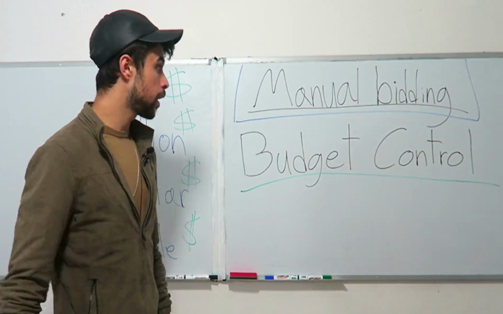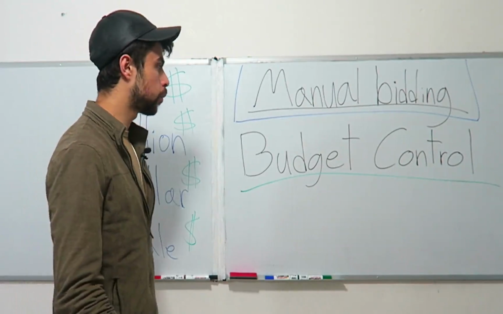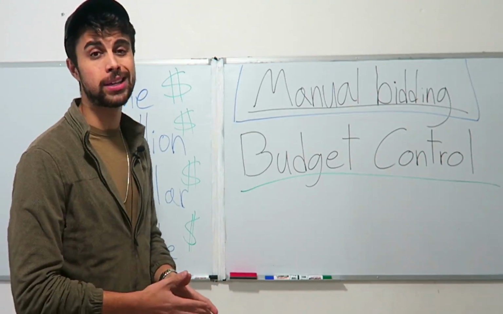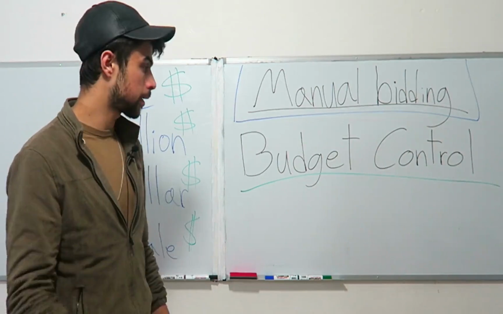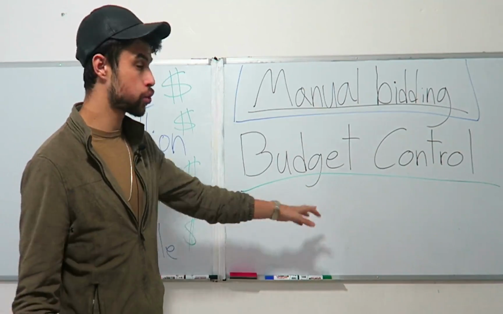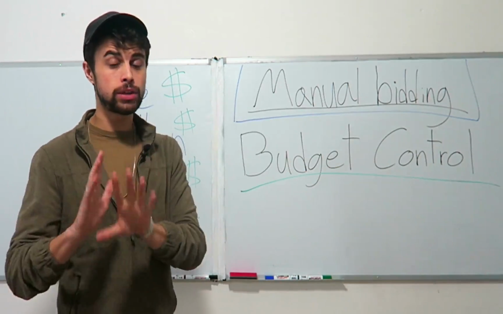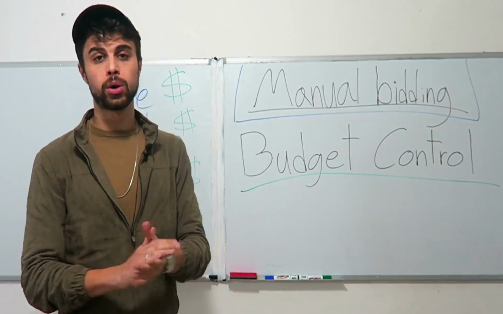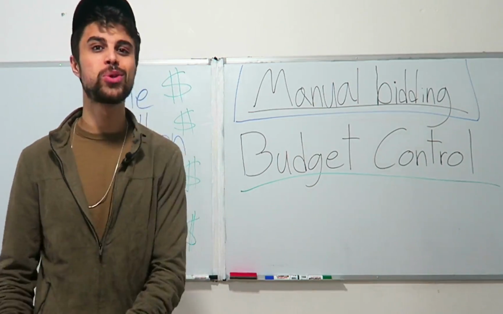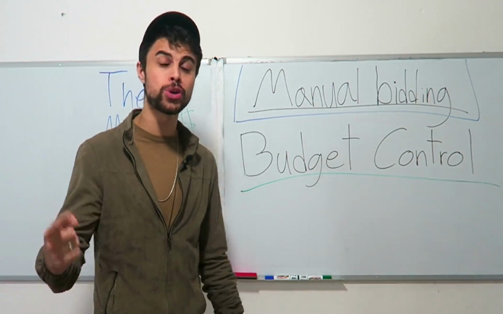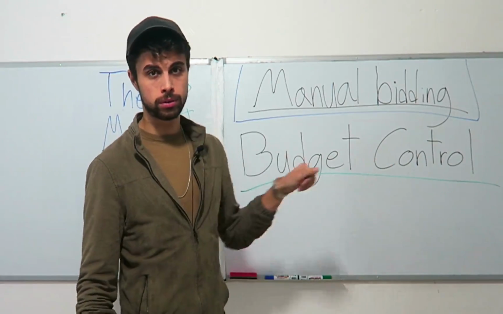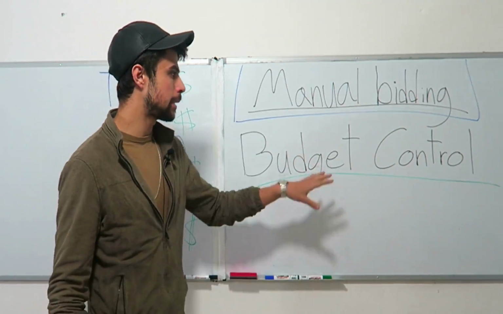And for one reason. The whole purpose of manual bidding, why we do manual bidding, what's the real reason manual bidding is so powerful? One thing: budget control, okay? That's the main reason that manual bidding is so powerful, and that's the reason you're going to use manual bidding. So if I wake you up in the middle of the night and ask you what's manual bidding, you tell me budget control, okay? Now, what exactly do I mean by that?